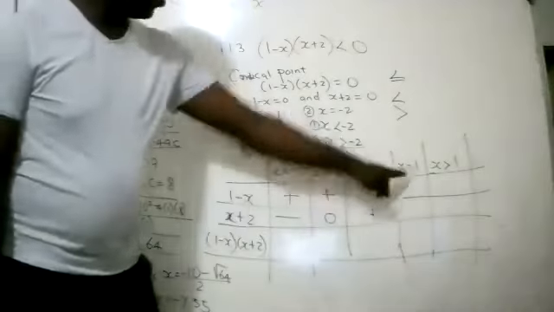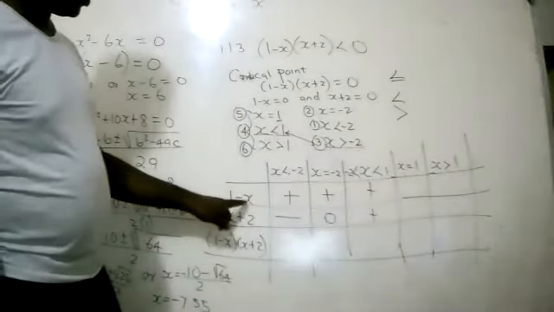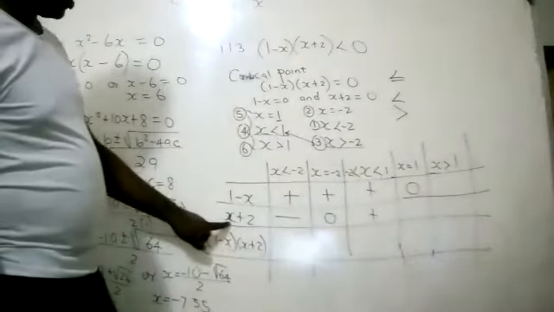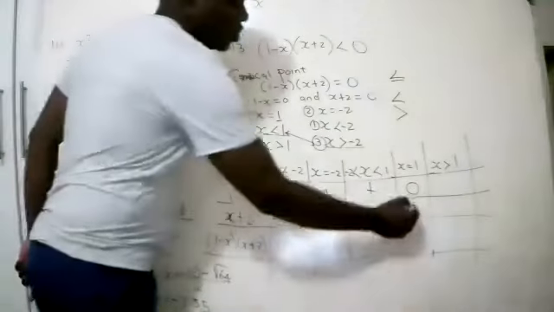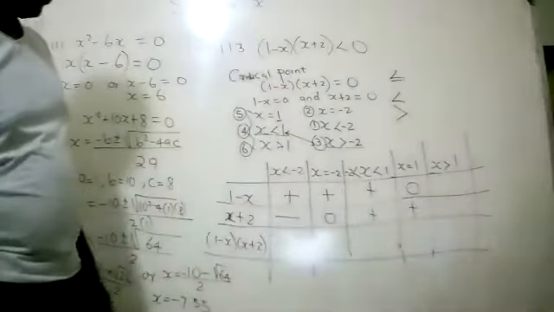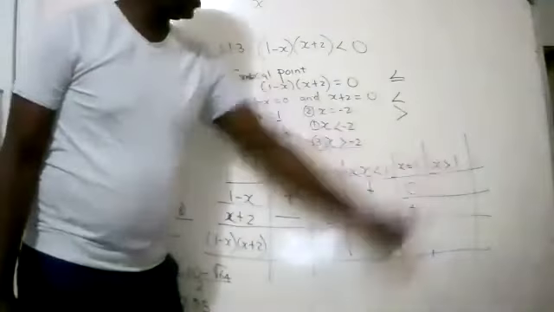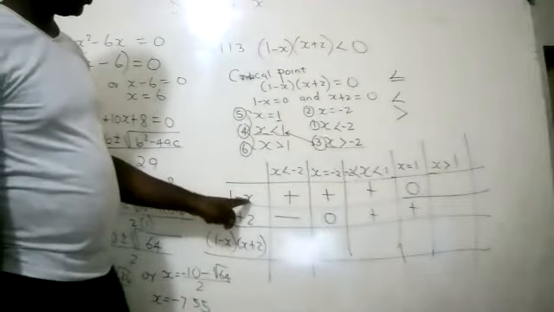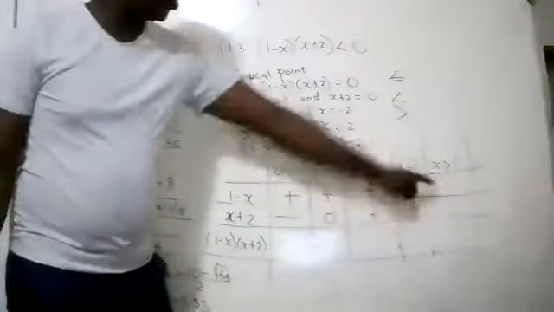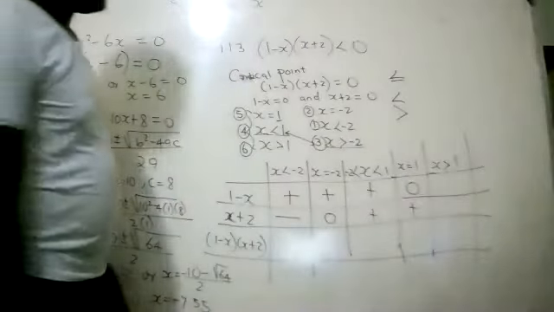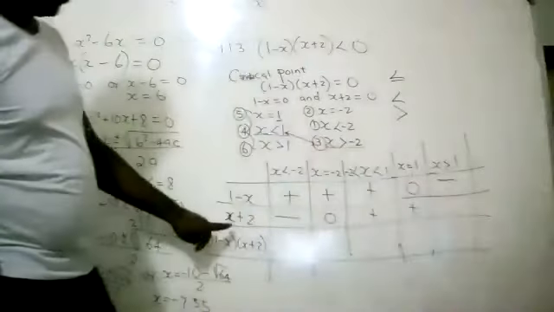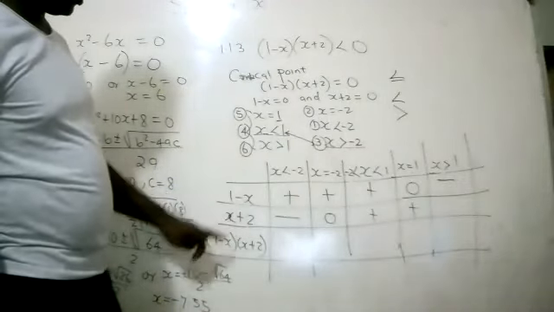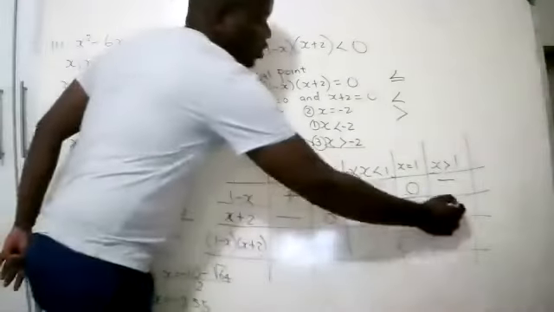And then we substitute a 1. If we substitute 1 here, it's 1 minus 1, which is 0. Therefore, we're going to have a 0 there. Then we substitute 1 down here, it's 1 plus 2, so we're going to have a positive. Then we substitute any number greater than 1, which we can say is 2. If we substitute 2 here, we're going to have a negative. And if we substitute 3 in the other expression, we're going to have a positive.